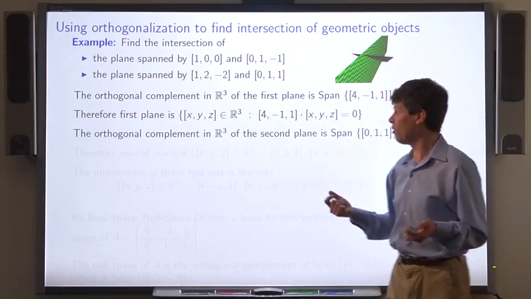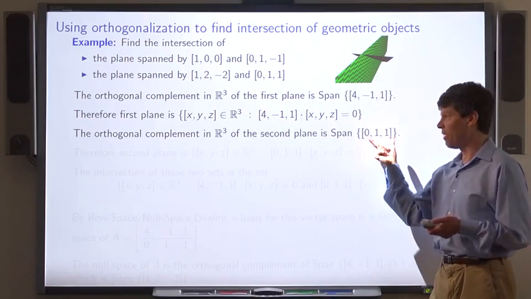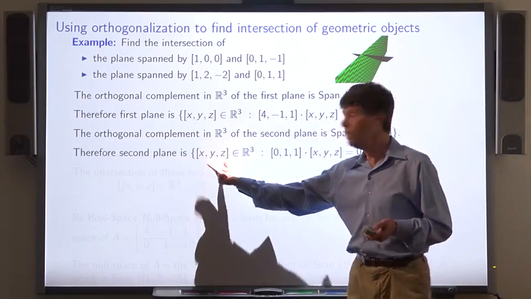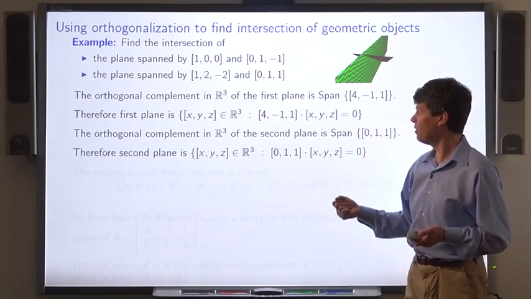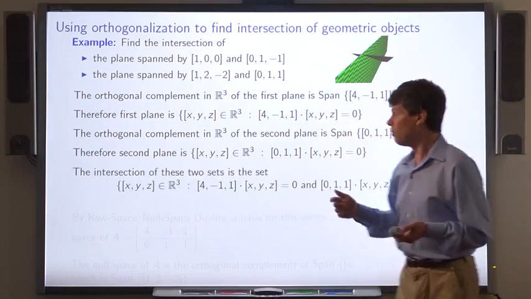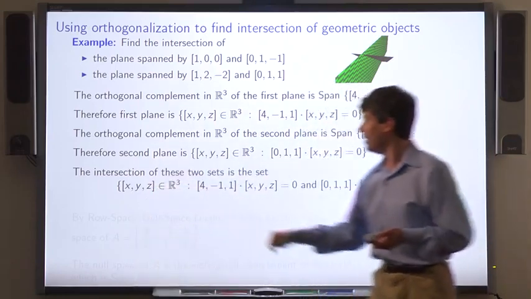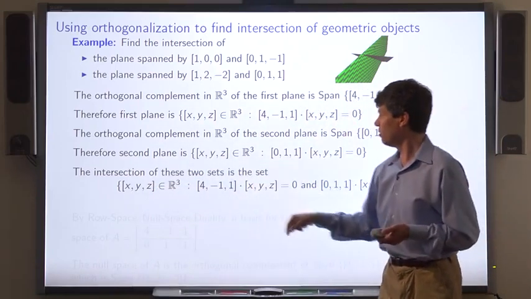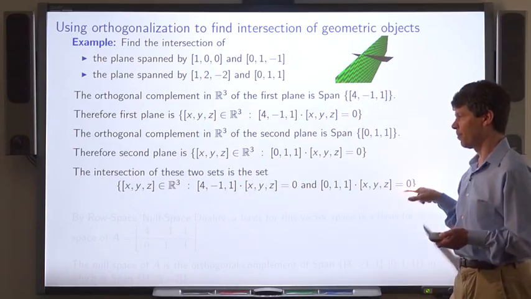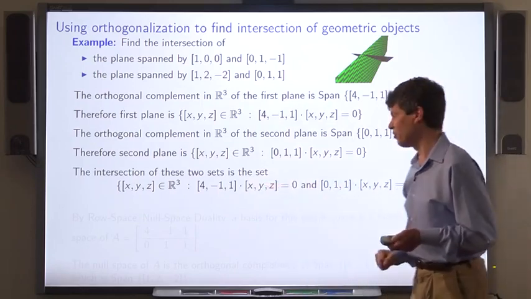Now, the orthogonal complement in R3 of this second plane is the span of this vector. Therefore, the second plane is the set of x, y, z, such that the dot product of this vector with x, y, z is 0. Therefore, the intersection of these two sets is the set of x, y, z that satisfy both conditions. This dot product is 0, and this dot product is 0. Okay? So we've expressed this essentially as the null space of a matrix.